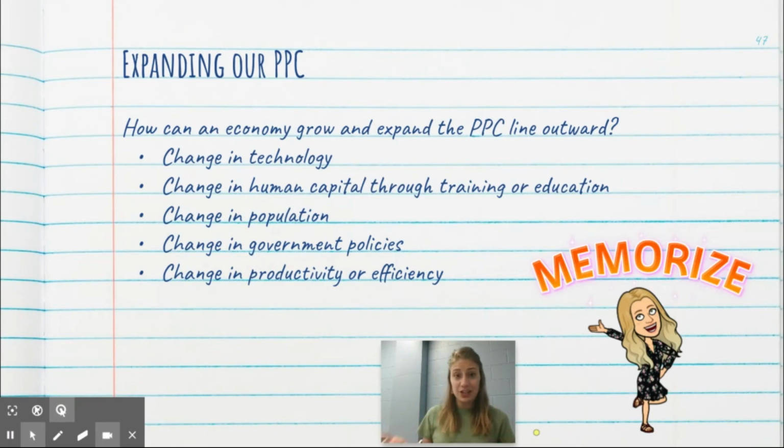There needs to be a change in government policy. There can be a change in the way that we make things. Policies make it easier to make things, and when things are easier to make, we can make more. And there needs to be a change in productivity or efficiency. So how are we making things? Is there a way to make them more efficiently? Is there a way that we can make them faster? Is there a way that we can make them cheaper? Is there a way that we can make them easier? If we figure these things out, then our economy can grow.